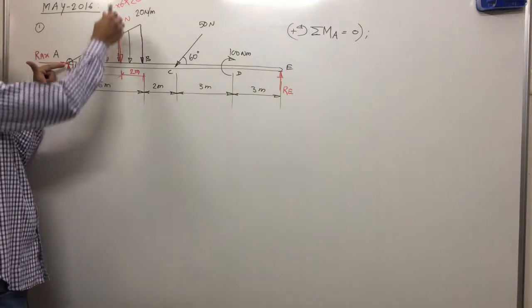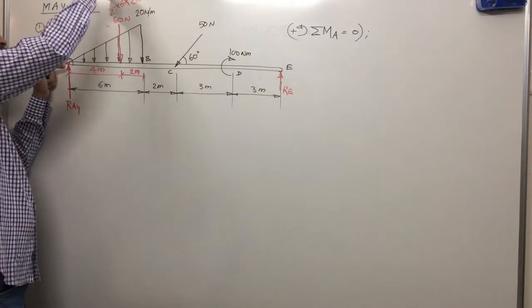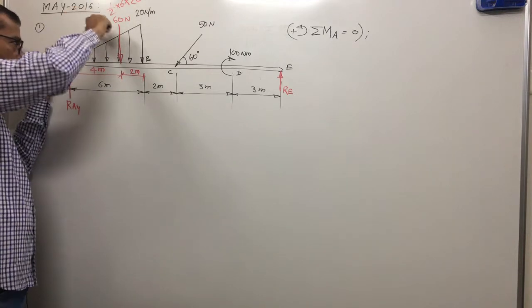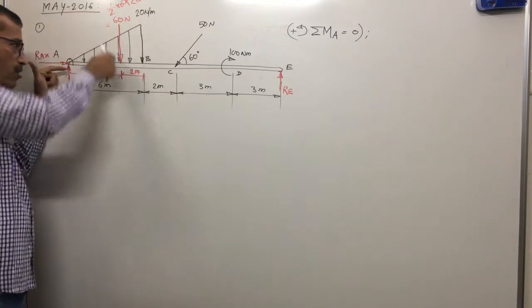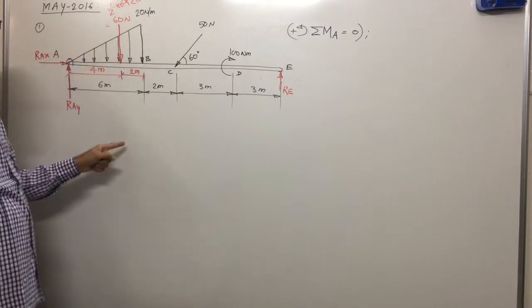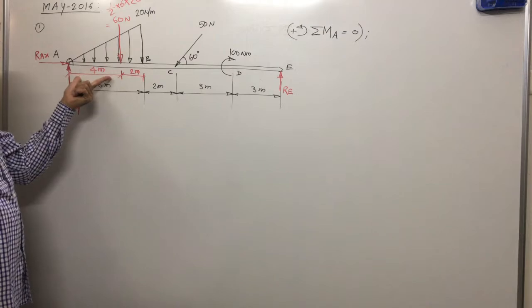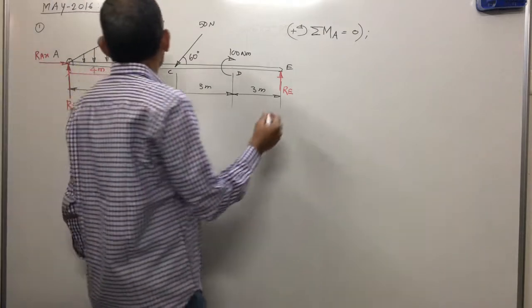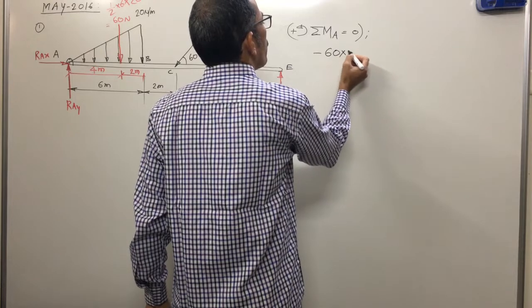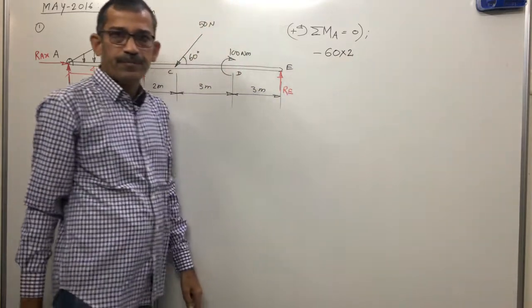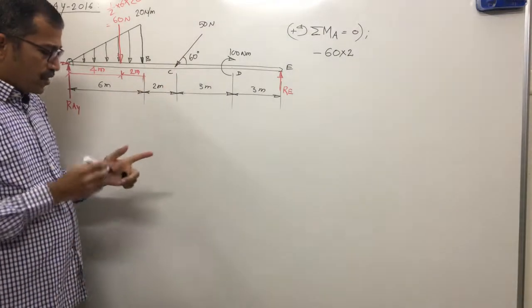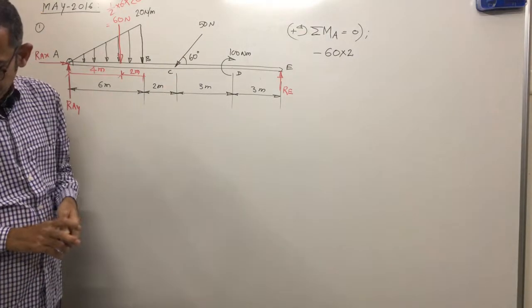Moment about point A due to 60 Newton. The 60 Newton load is downward. How will this bar rotate due to 60 Newton? Clockwise, means minus 60 into force vertical, distance horizontal. How much? 4 meter. Minus 60 into 2, clockwise moment. Correct? Yes.